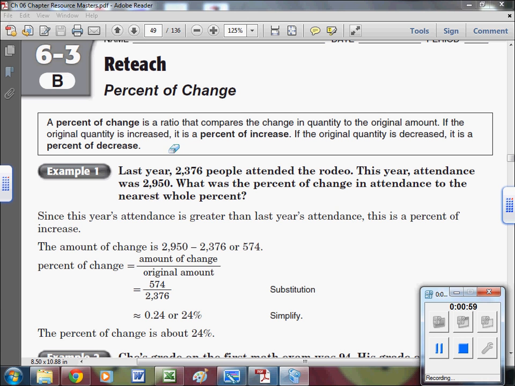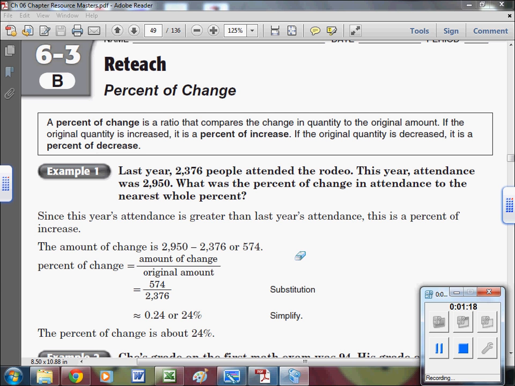So let's first start off with this first example. In example 1, let's jump right in, because at this point we know how to calculate percentages. It's a piece divided by the whole, or the is number divided by the whole, the of number. So that's what we're going to do. We're going to see how much compared to the original amount has it changed. That's what we're going to be doing.